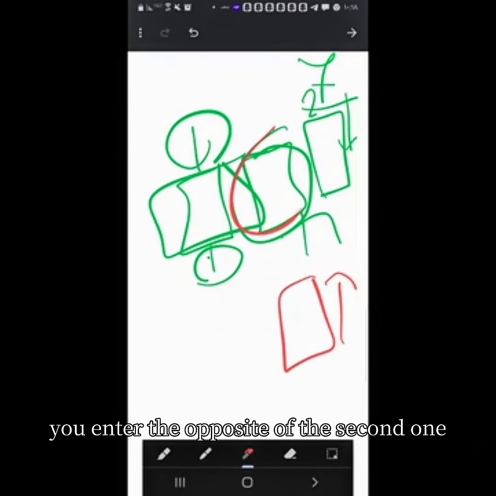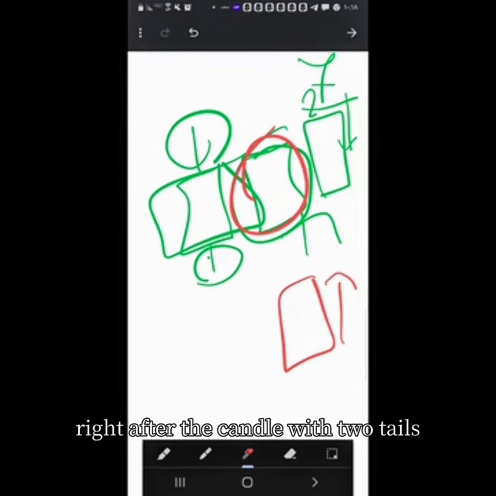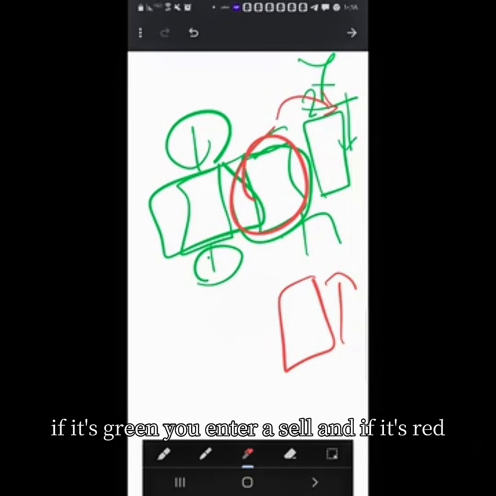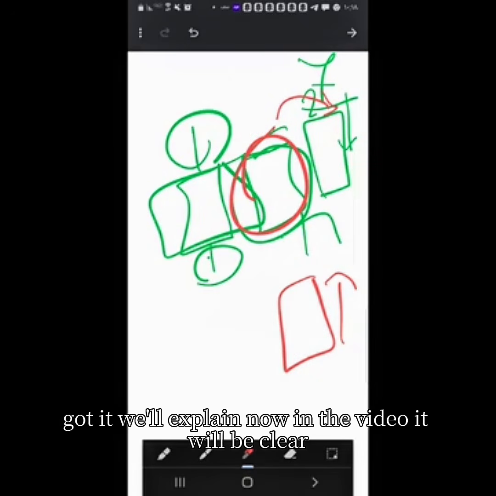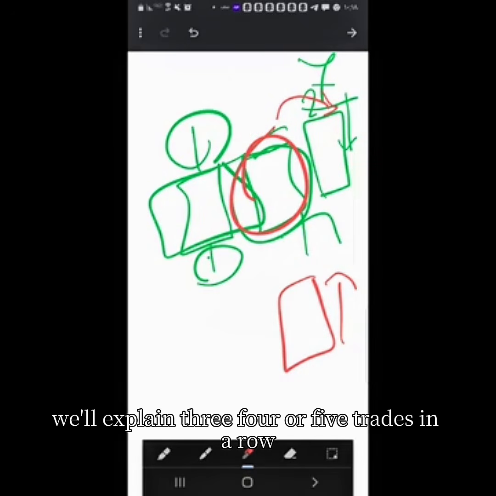You enter the opposite of the second one right after the candle with 2 tails. You enter right after this candle. If it's green, you enter a sell, and if it's red, you enter a buy. Got it? We'll explain now in the video. It will be clear. We'll explain 3, 4, or 5 trades in a row.